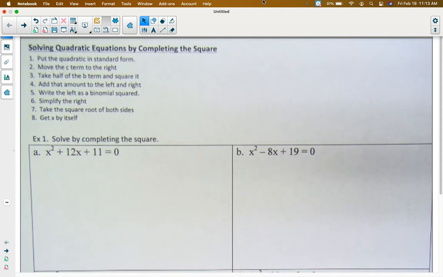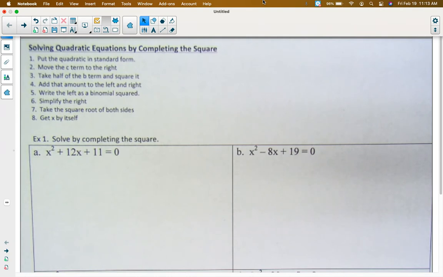So we already got the 8 steps up there. It seems kind of long, but the more of these you do, you'll be able to kind of flow with it, and you can kind of shorten some things. But the first thing we want to do is make sure the quadratic is in standard form. Move the C term to the right. Take half of the B term and square it. Add that amount to the left and the right side. Write the left as a binomial squared. Simplify the right. Take the square root of both sides and then get x by itself.